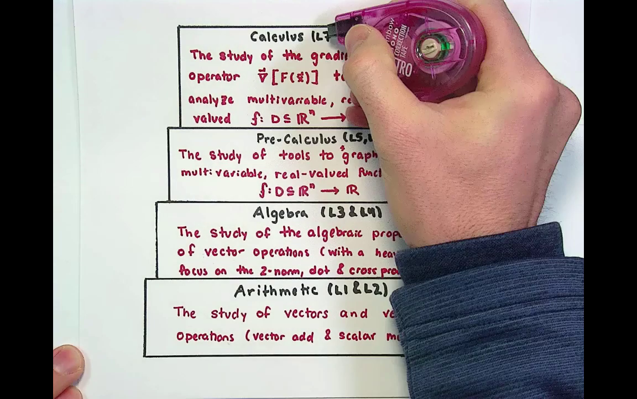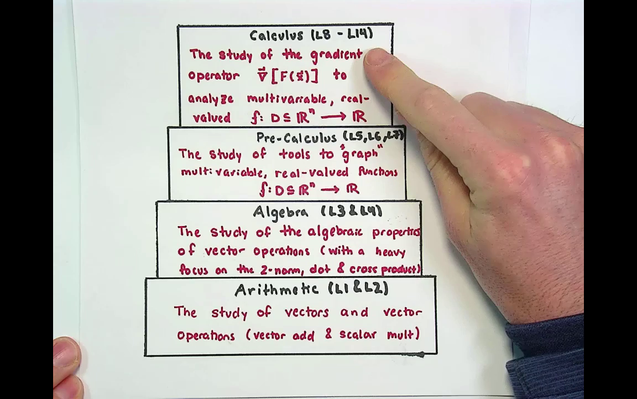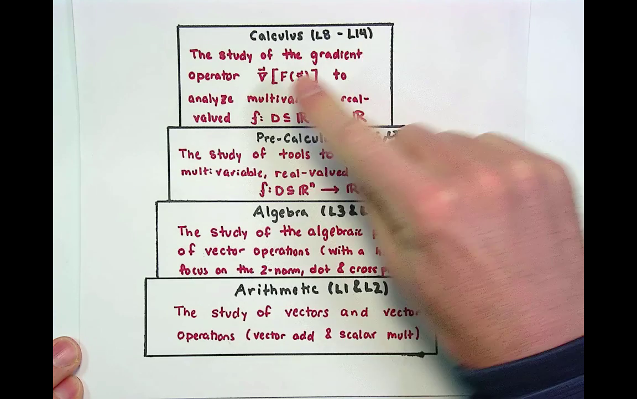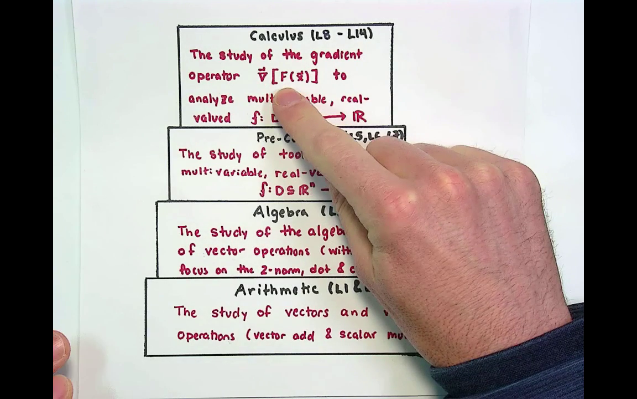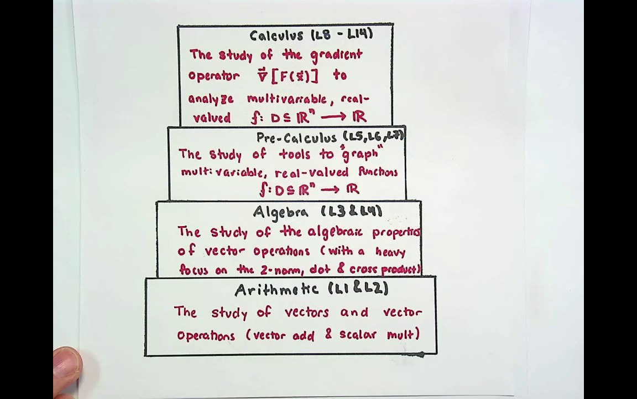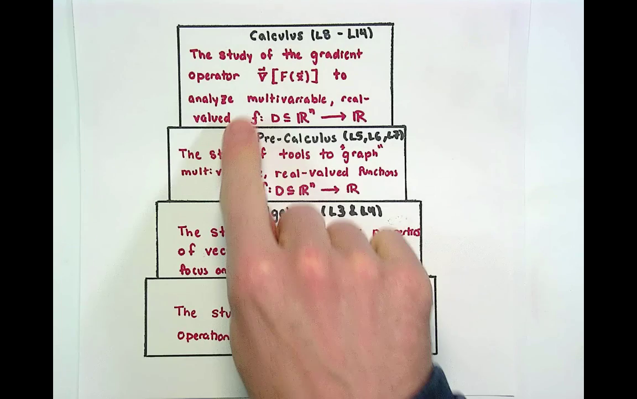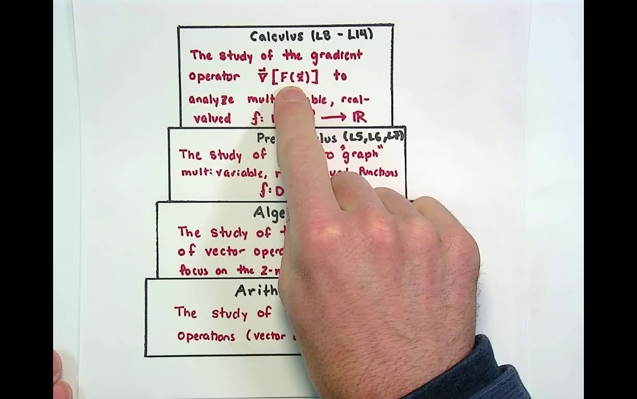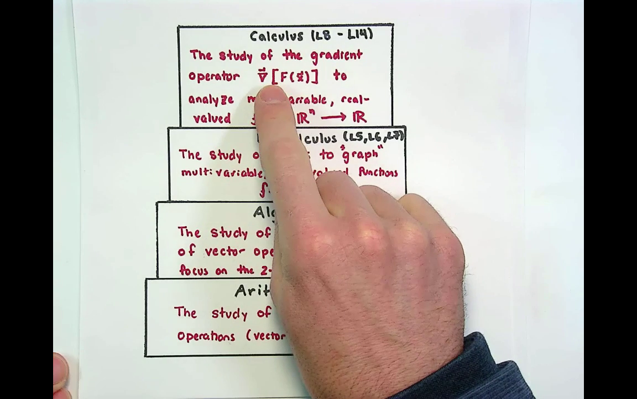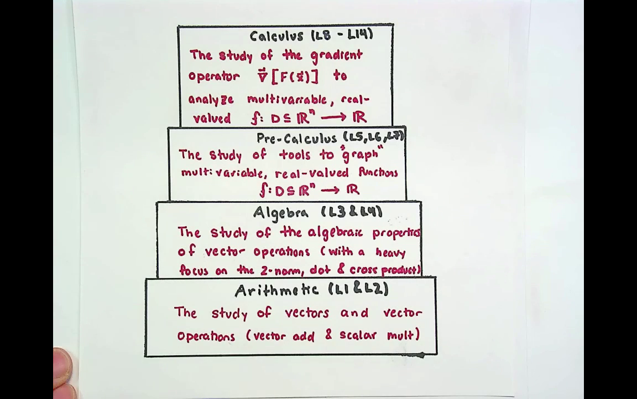Of course this is Lesson 8. We've gotten to the point where we've developed the gradient operator, which is the vector of partial derivatives, and we're starting to be able to analyze multivariable real-valued functions using this gradient operator. Tangent planes allow us to conduct this analysis, and we'll talk about what we mean by that.